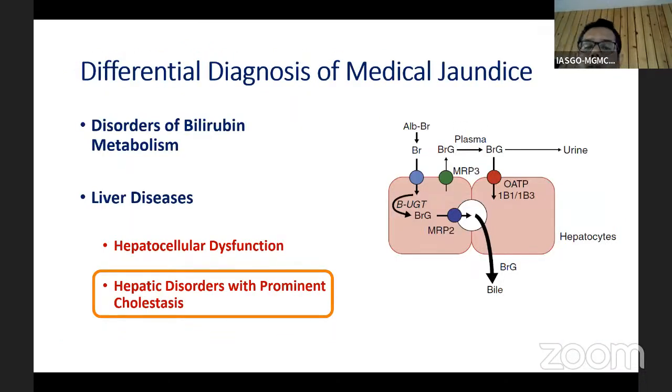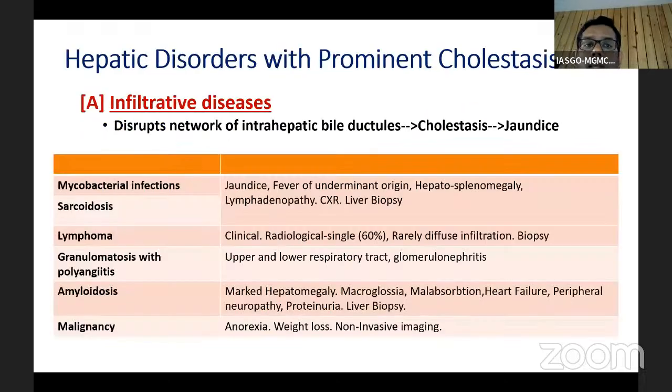Now, coming to hepatic disorders with prominent cholestasis, they can be divided into three headings. One is infiltrative disease, second is cholangiocyte injury, and third is cholestasis with minimal histologic abnormalities. Infiltrative diseases basically disturb the intrahepatic bile ductules, causing cholestasis and jaundice. Certain granulomatous diseases like tuberculosis and sarcoidosis are commonly indicated in this. Also, malignancies, both hepatic and extrahepatic infiltration into the liver, along with lymphoma.